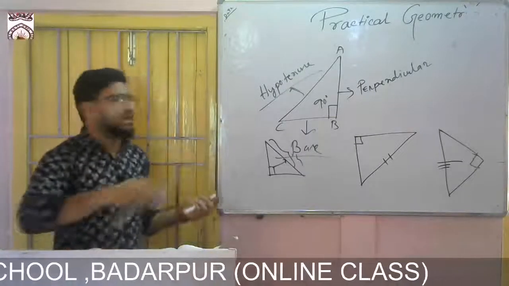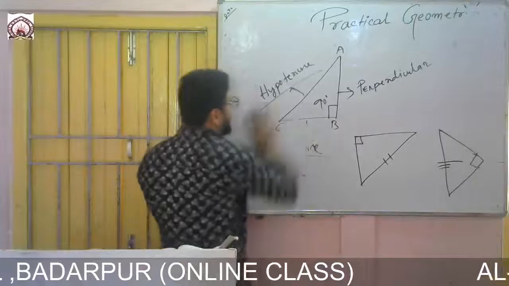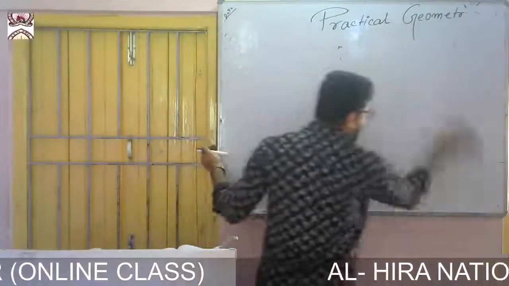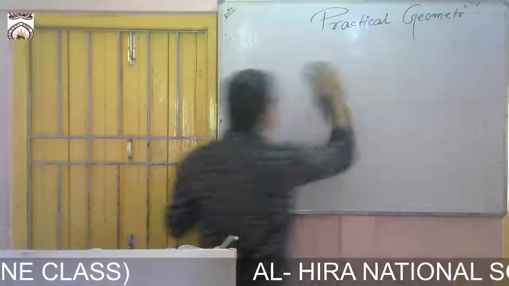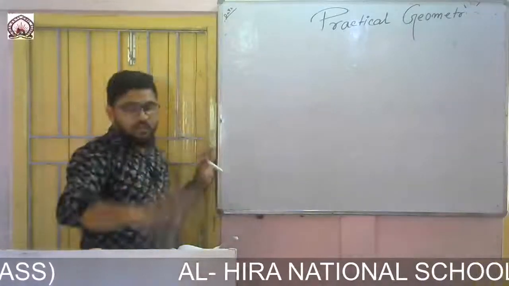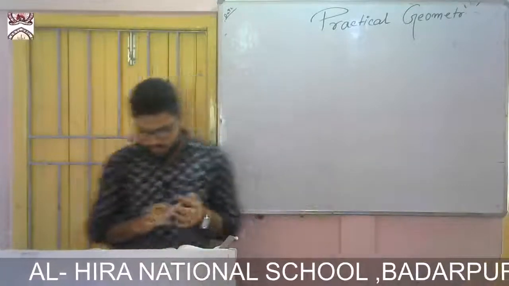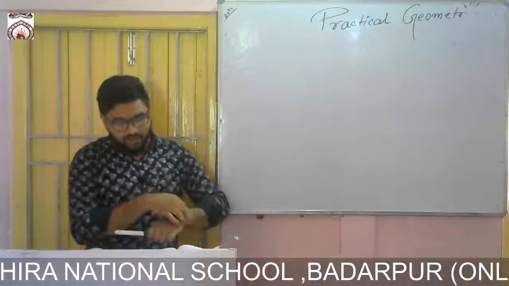Now let's start constructing the right angles. And the hypotenuse is the longest side. You remember that one? The hypotenuse is the longest side in a right triangle.